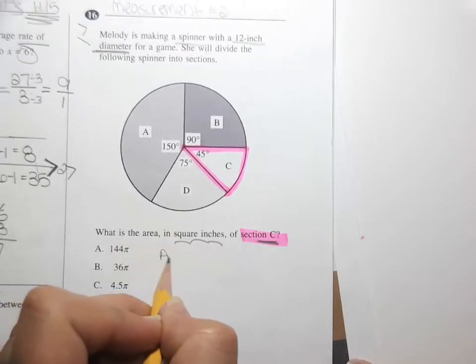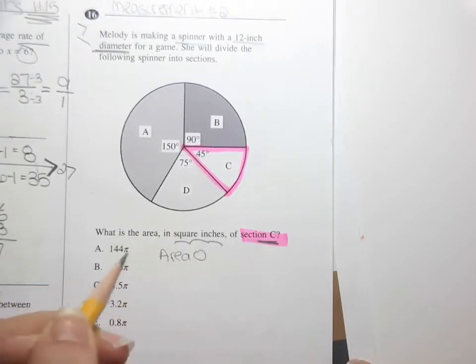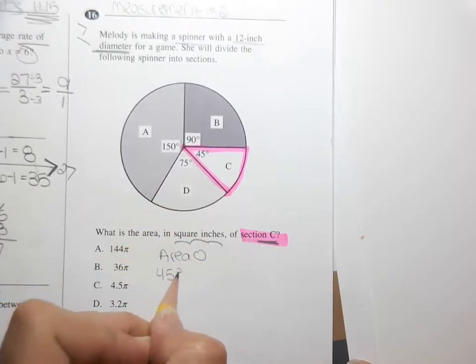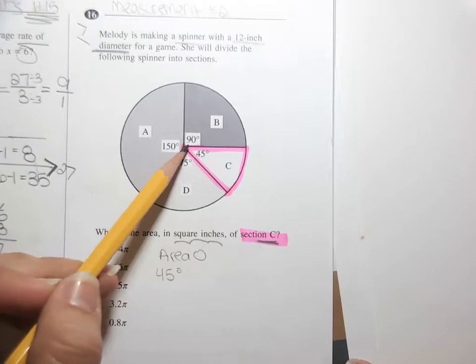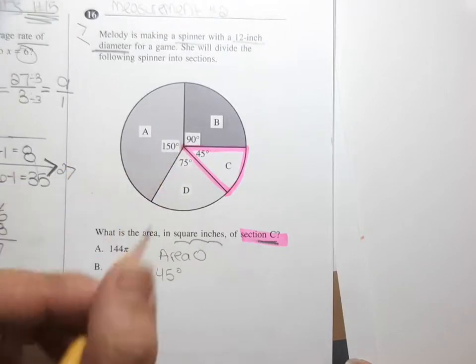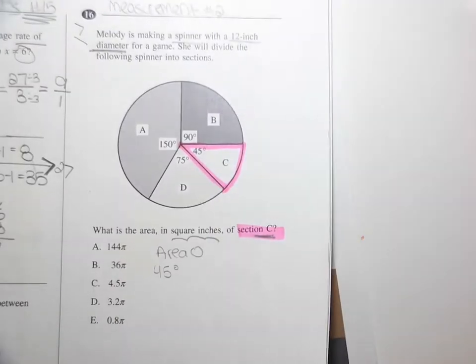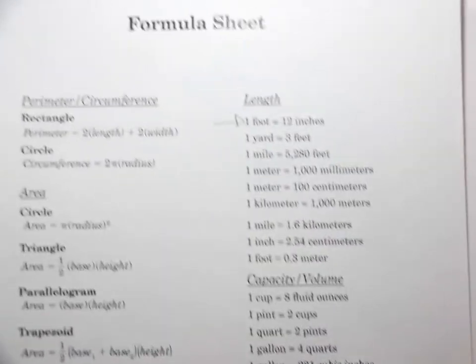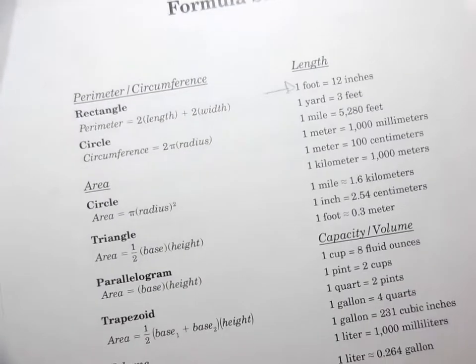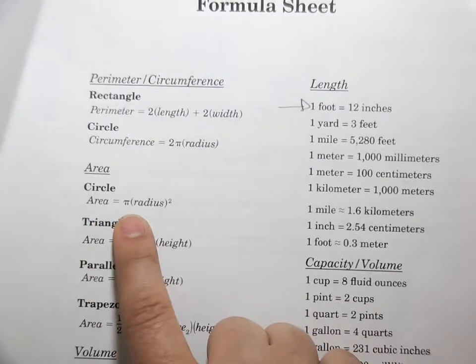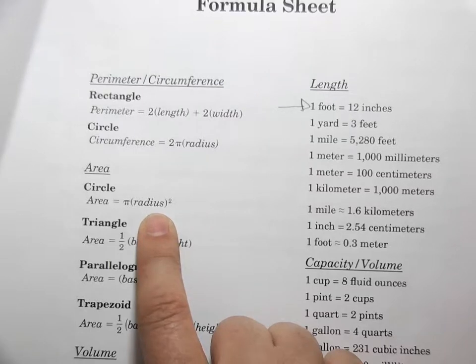One, I need the area of a circle. Two, I have to know 45 degrees is what portion of the whole thing. Area of a circle, you don't have to memorize that. On the formula sheet that you're going to be given for the HiSET, the area of a circle is given to you. So you just have to know pi, and you have to know what the radius is.